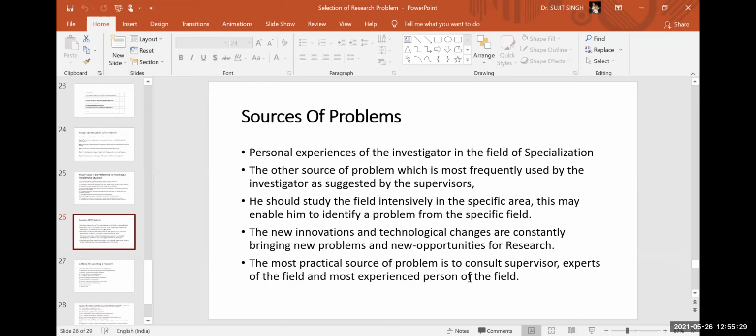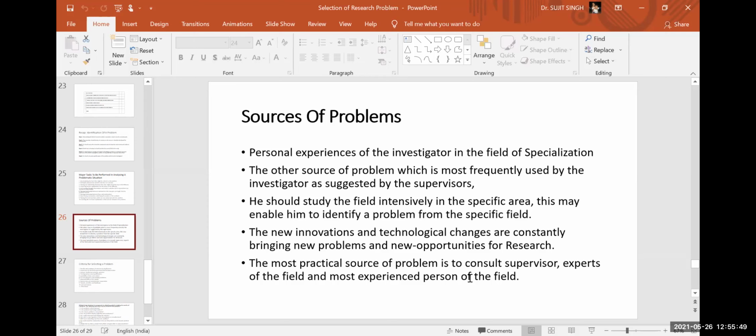Select that area and do a good literature review. What is really going on in that area? What are people doing in that area? Let's say I think of some quality problems, quality management. So I look for what people are doing nowadays. What kind of research is going on in quality management?